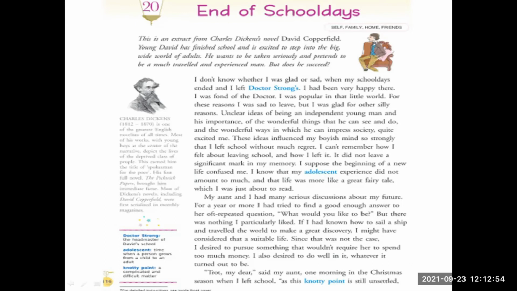These were the three reasons why David Copperfield was sad to leave the school. On the other hand, he was also happy that he left the school because he had unclear ideas of being an independent young man, and the importance he had of the wonderful things that he can see and do, and the wonderful ways in which he can impress the society. All that excited him. You're going to step into a new world wherein you're going to be an adult. There are so many unclear ideas and thoughts of being an independent young man. What are you going to do now that you're independent? What kind of things should you do to impress the society? All that excited him.